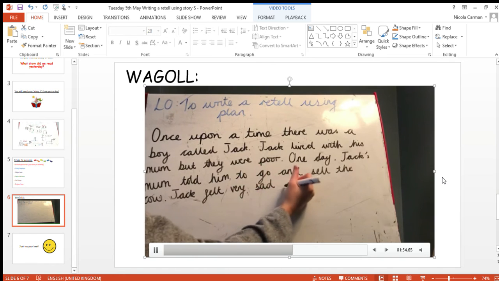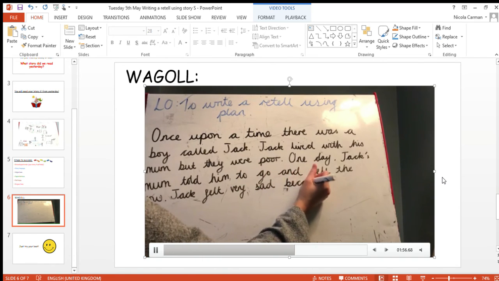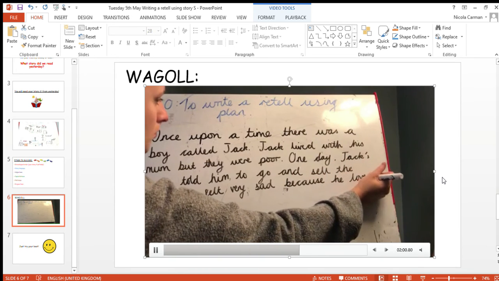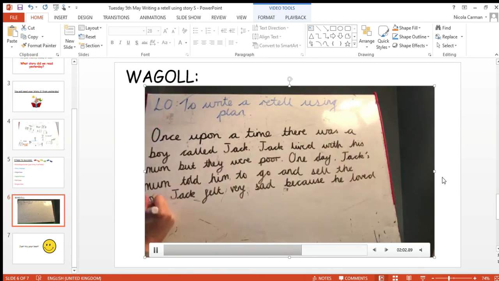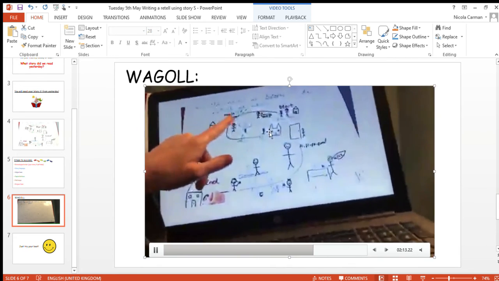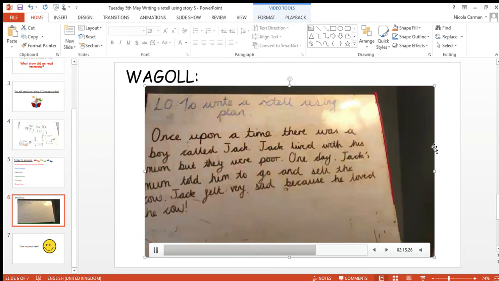What word have I used there? Sad. What kind of word is that? Tell your adults what kind of word that is. It's an adjective. Can you see something else I've used in this sentence? Jack felt very sad because he loved the cow. So then you look at your next picture.